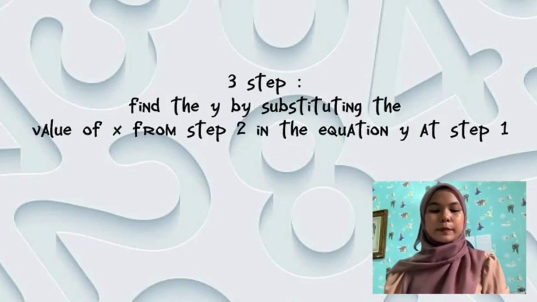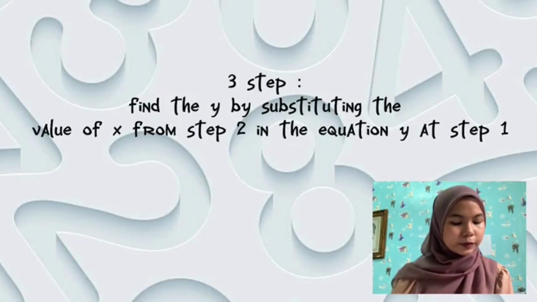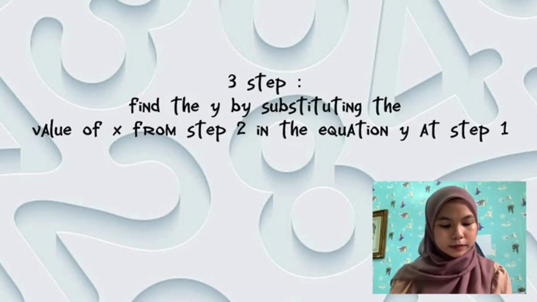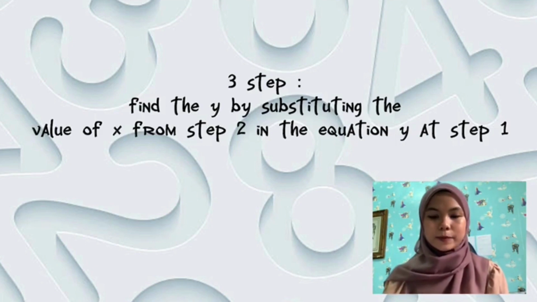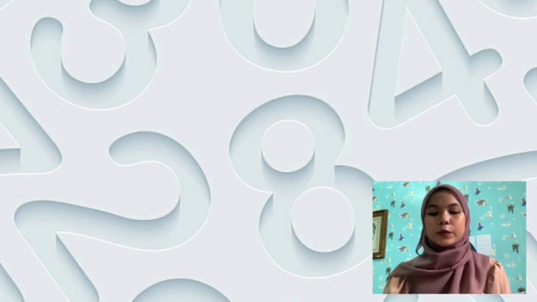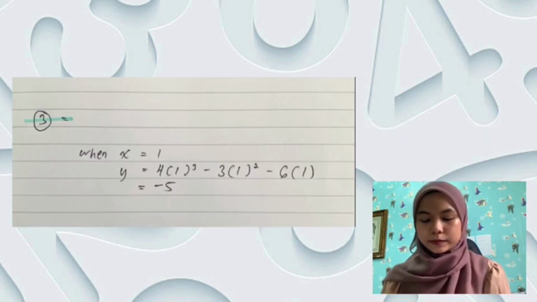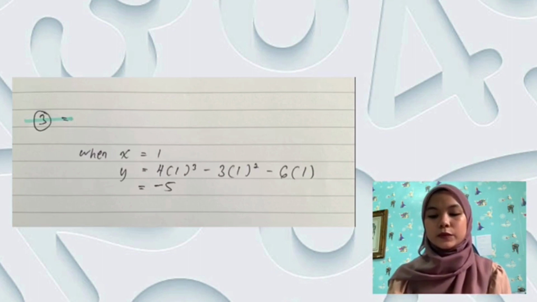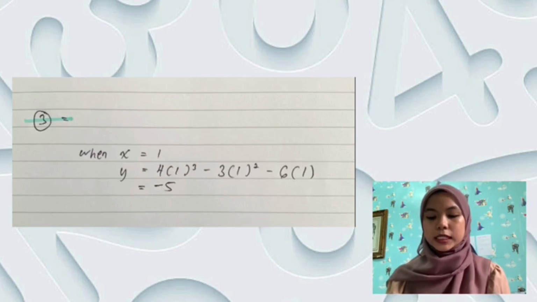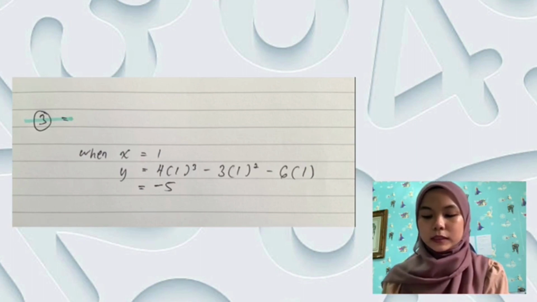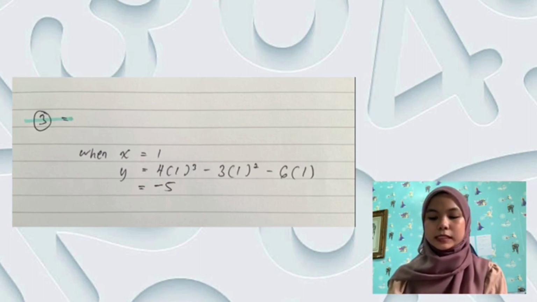For the third step, find y by substituting the value of x from step 2 into the equation y in step 1. When x equal 1, y equal 4 in bracket 1 cubed minus 3 in bracket 1 squared minus 6 in bracket 1.